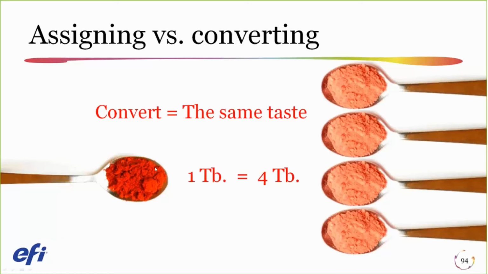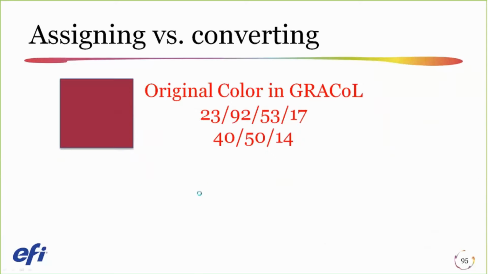So again, converting gets the same result. Assigning changes the result. Let's take a look at this in our world. I've got original color here, a dark burgundy, that's in the Grackle color space. Okay, the Grackle profile has been assigned to this image in Photoshop. Here is the recipe: 23 cyan, 92 magenta, 53 yellow, 17 black.